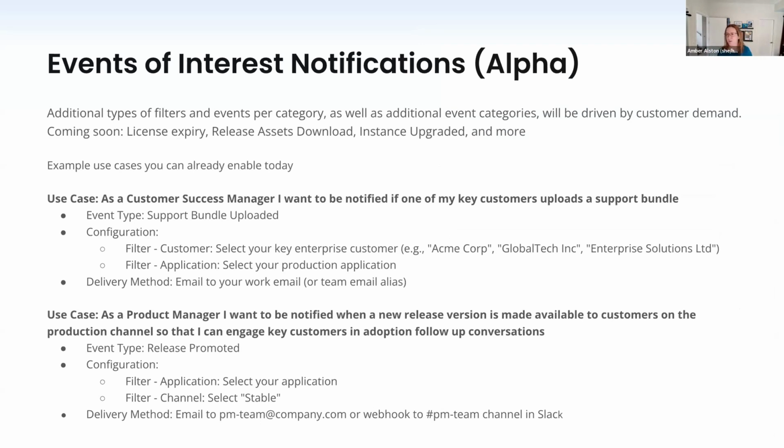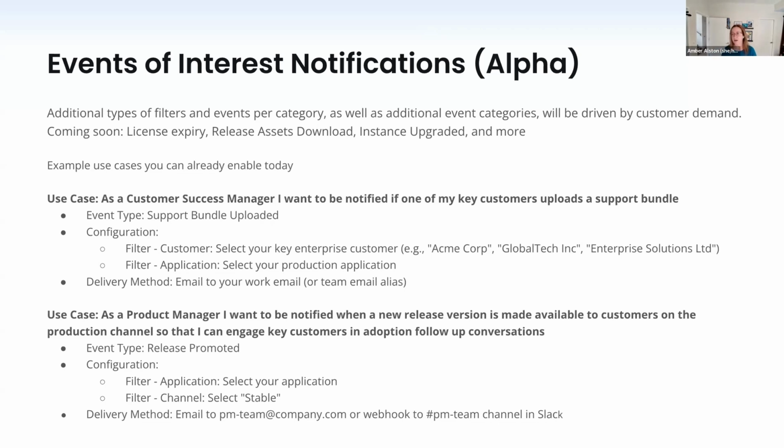Here are some examples to start thinking about how you can already make use of what's available today. If you're a customer success manager and you want to be notified when one of your key customers uploads a support bundle, so you can be aware of that or help jump on it, you can already do that today with support bundle uploaded. You can filter down to your key customers so you're only notified for those customers. You can make sure it's only, say, a paid license or production application, so you're not notified when they're messing around on staging. And then you can have it sent to your email or a team email alias.